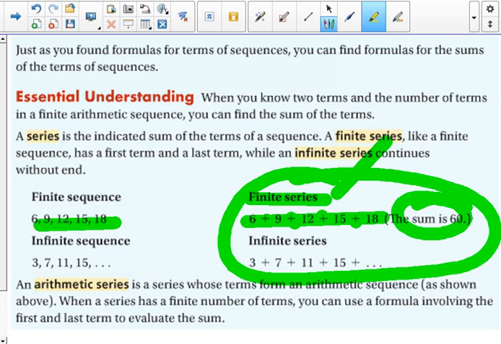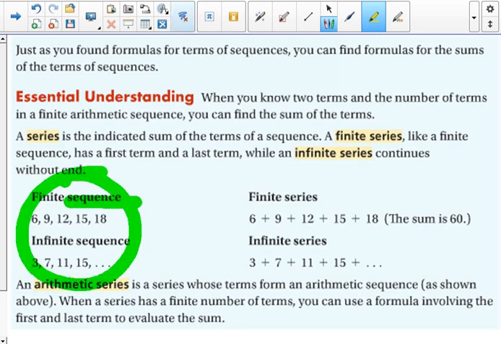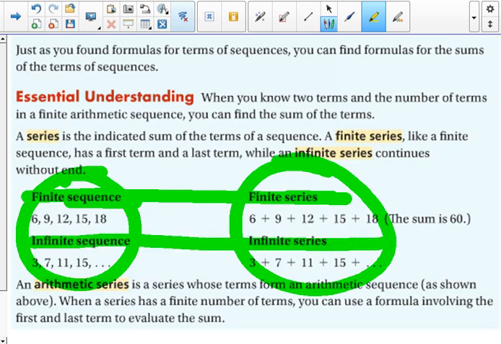Now in an infinite series, we can't say what the total sum is going to be because it goes on forever. So that's the difference between a sequence and a series, and then a finite sequence and series, and an infinite sequence and series. Okay?